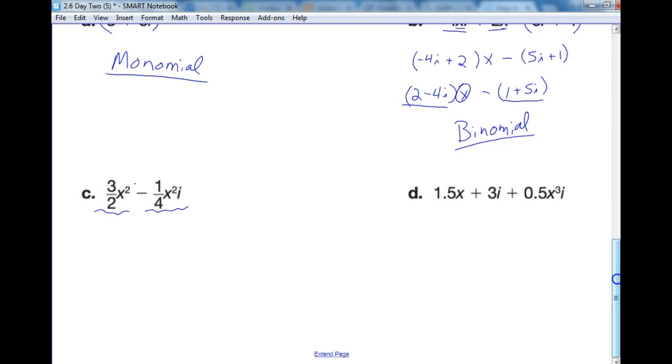Okay, because we have our x squared. They each got an x squared. So if I retracted out that x squared, and I'm just going to leave it in front because I'm going to be left with a coefficient, well, that's going to give me 3/2 minus 1/4 i. That gives me a complex number times some power of x, mono.